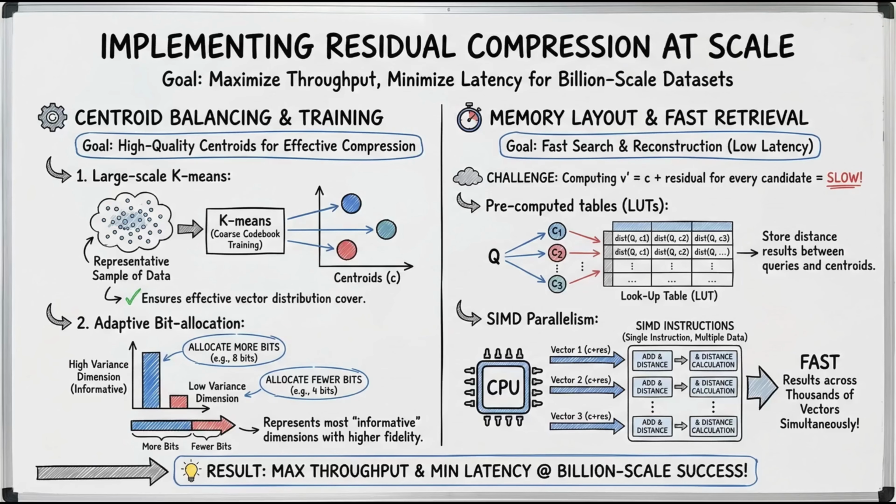However, the real challenge happens at search time. Calculating the reconstructed vector by adding a centroid to its residual for every candidate is too slow. To solve this, we optimize our memory layout and retrieval. Instead of recalculating distances from scratch, we use pre-computed lookup tables. These tables store pre-calculated distances between queries and centroids, allowing the system to retrieve results instantly. Finally, we leverage SIMD parallelism. By using single instruction multiple data processing, our CPUs can perform complex addition and distance calculations across thousands of vectors in a single operation, keeping our retrieval systems both massive in scale and incredibly fast.